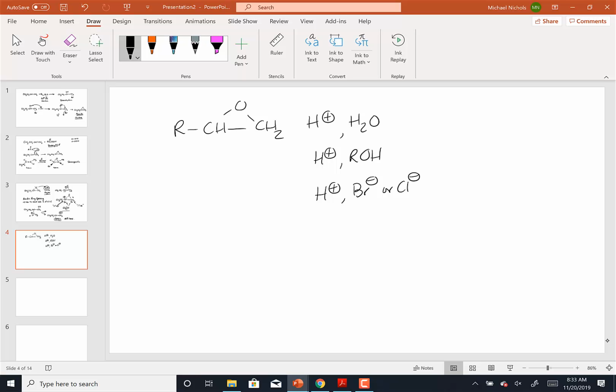Right. Let me just show you. Okay, so if I took this methyl cyclohexene, and I added Br2 and H2O to that, what would my final product look like?